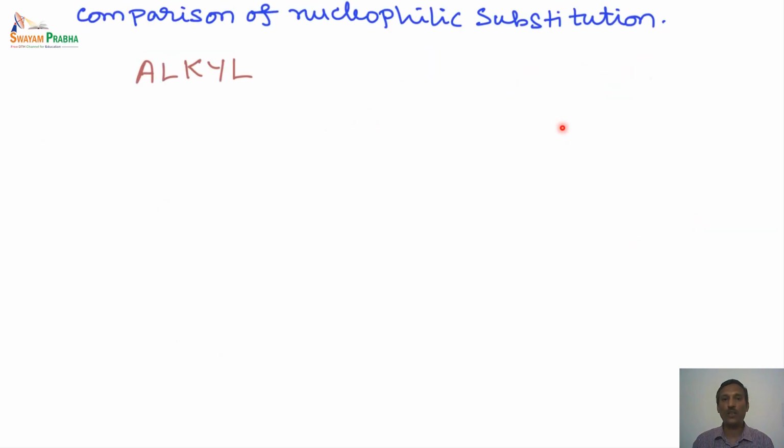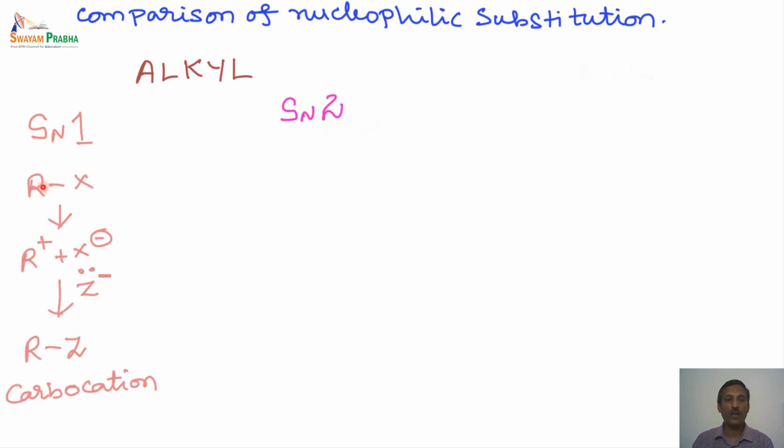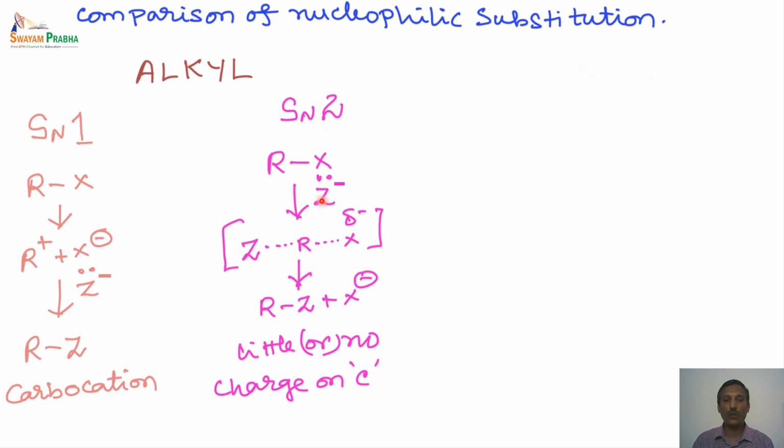Now let us compare the nucleophilic substitution between alkyl and aryl systems. So in the alkyl case, we have the SN1 mechanism. The RX is dissociated into R plus and X minus, so a carbocation is formed, and this carbocation is attacked by the nucleophile to give RZ, that is the final product. And in the case of SN2, the nucleophile attacks the carbon from the opposite side of the leaving group. We have RZ formed with the removal of the leaving group. So here there is little or no charge on the central carbon atom. So this is a no charge intermediate. Here we have a charged intermediate, which is a carbocation in the case of SN1.